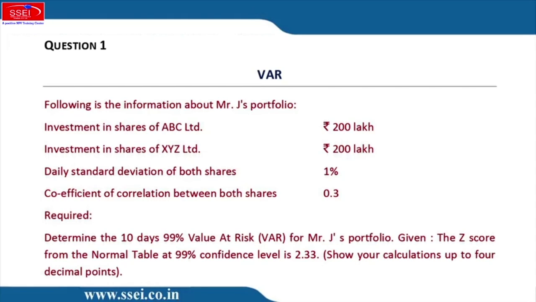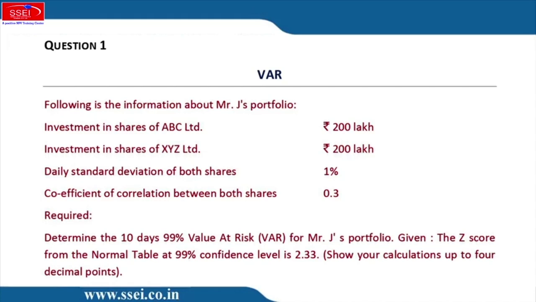So what if next time investment in ABC is 300 lakh, investment in XYZ is 200 lakh? No issues. In that case, the SD of ABC will be 300 lakh into 1%, that is 3 lakh. SD of XYZ will be 2 lakh. So 3 square plus 2 square plus 2 into 0.3 into 3 into 2. So what if the standard deviation of both the stocks are different? No issues. Suppose the standard deviation of first stock is 1%, standard deviation of the second stock is 2%. You calculate the first stock, say 300 lakh, 1% is 3 lakh. For second stock, 200 lakh, 2% is 4 lakh. So square root of 3 square plus 4 square plus 2 into 0.3 into 3 into 4. Understood? There is no question of any confusion.